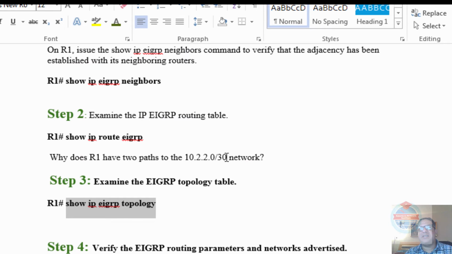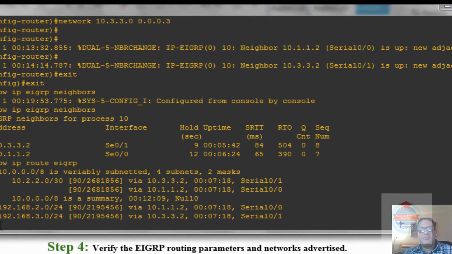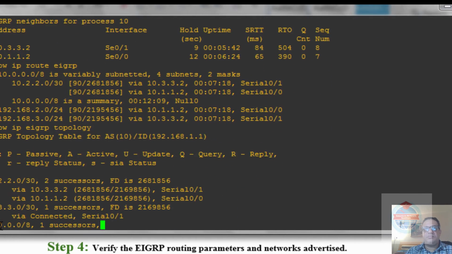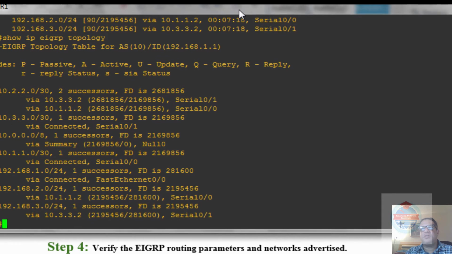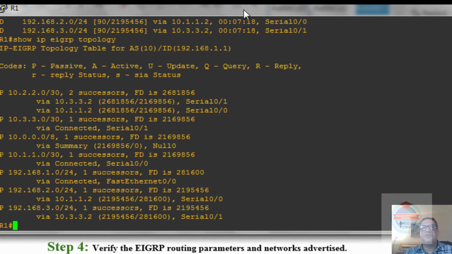Examine the EIGRP topology table. Let's do that right away, guys. So let's jump in these waters. Boom. What do you see over here? Well, this is going to be very interesting. You are going to see a couple of things in this scenario.